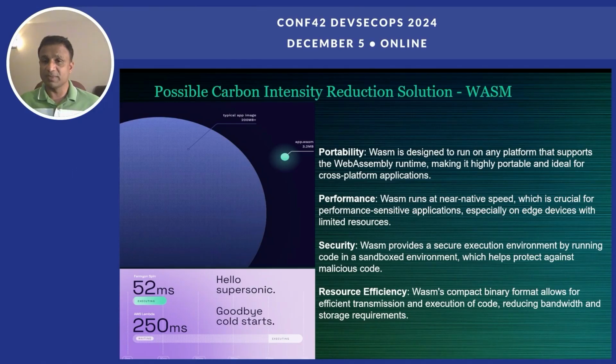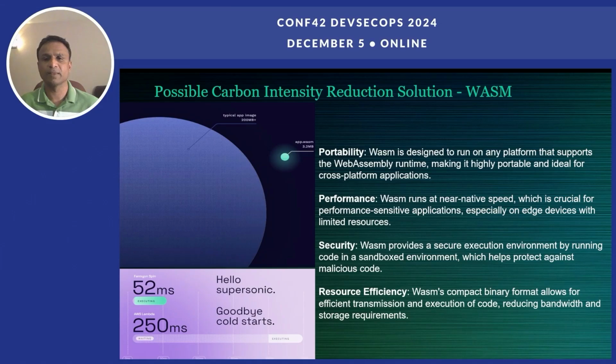End quote. WASM is a portable binary code format that allows developers to run code written in multiple languages on the web at near native speed. It's designed to be efficient and fast, making it ideal for performance-intensive applications. Look at the start speed of a WASM application compared to an AWS serverless function. 52 milliseconds versus 250 milliseconds.